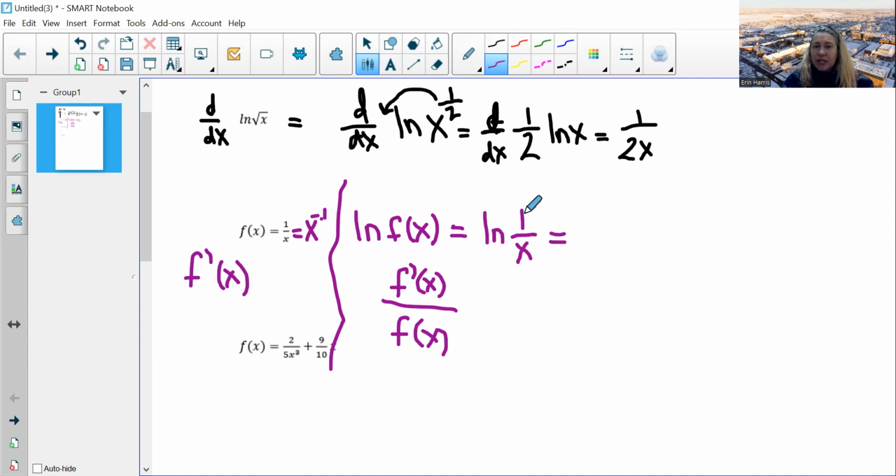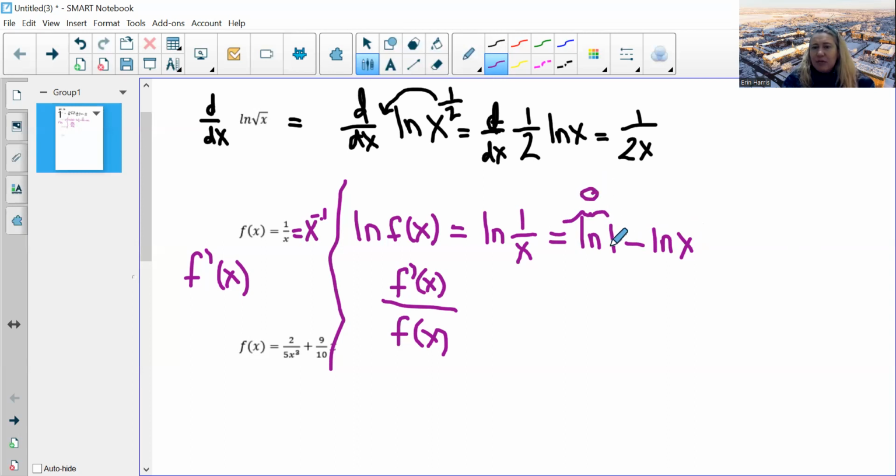This is a quotient, which means I can use that rule of natural logs, that the natural log of a divided by b is the natural log of a minus the natural log of b. You might recognize that the natural log of 1 is 0.